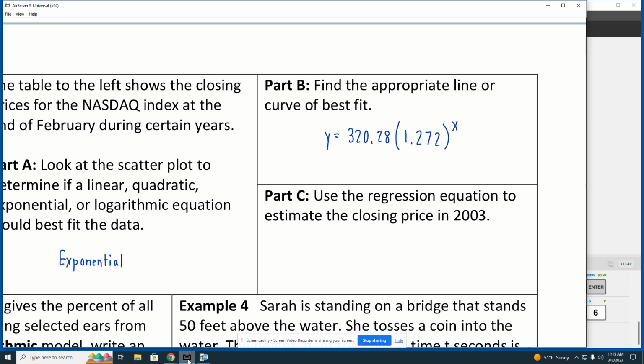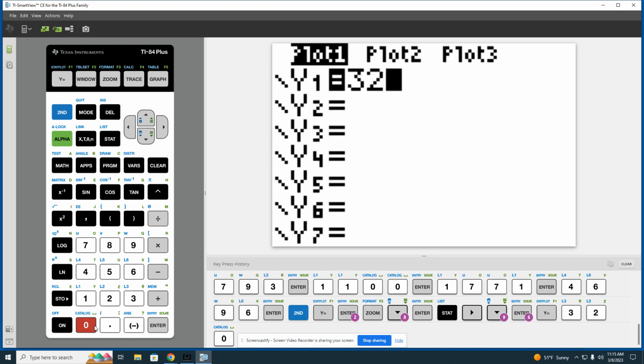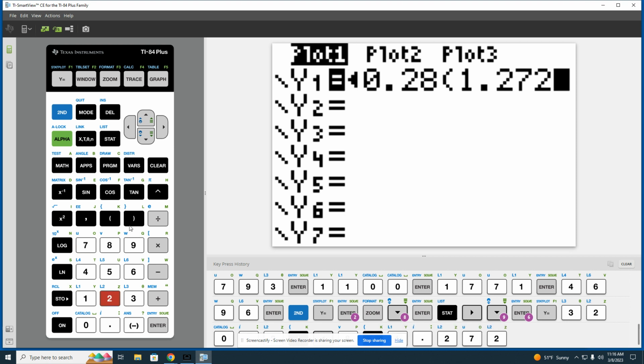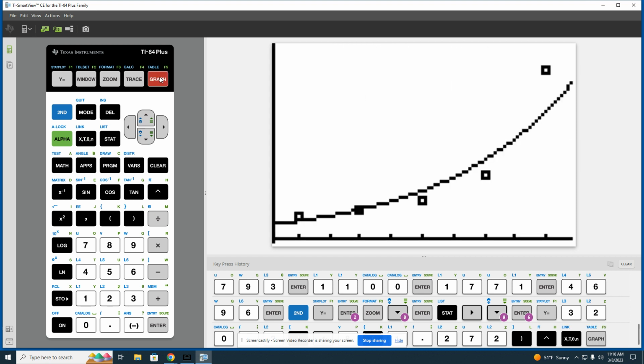Exponentials change so quickly, the more you round, it hurts the actual graph. So I'm going to use 320.28 times 1.272 raised to the x power. So here I go. I'm going to go back and check it. Go to y equals 320.28 times, at the 8, times 1.272 raised to the x power. And then I'm going to graph it.